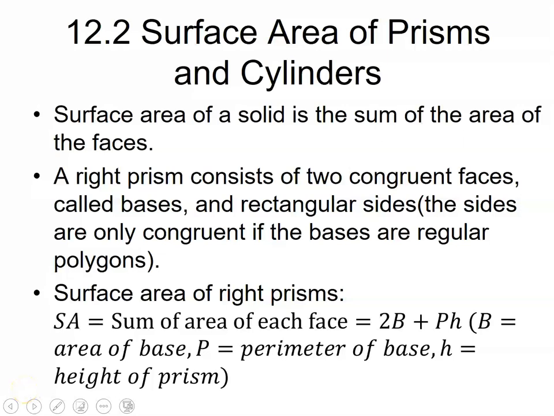All right, so time for chapter 12. And in chapter 12, we're not going to do section 1, so we're going to go ahead and start with section 2. And we're just going to focus in this chapter on volume and surface area of various three-dimensional shapes.